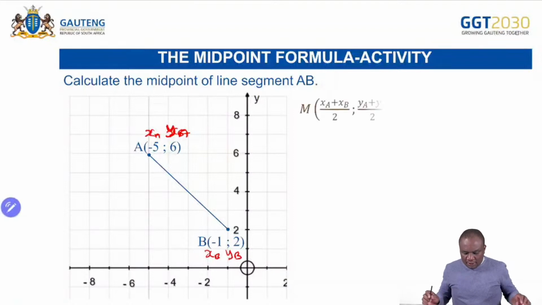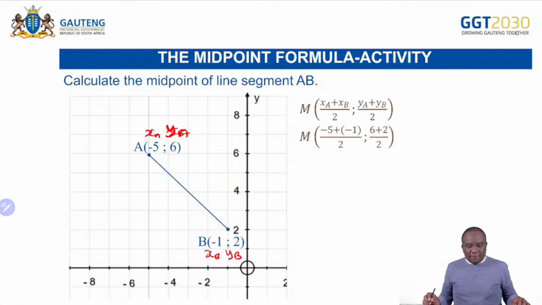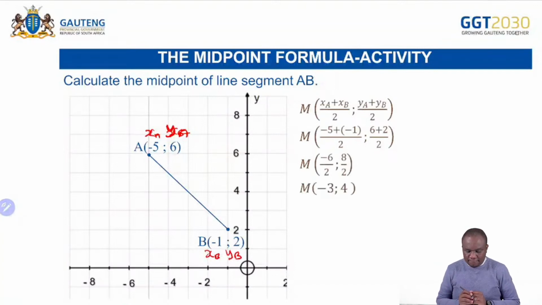Right, what do we get? We get a formula like this, and then we substitute what we have. -5 plus -1 divided by 2, that is for the x coordinate, and then 6 plus 2 divided by 2, that is for the y coordinate. And then we get that the midpoint is -3, 4. Those are the x coordinate and y coordinate for the midpoint.